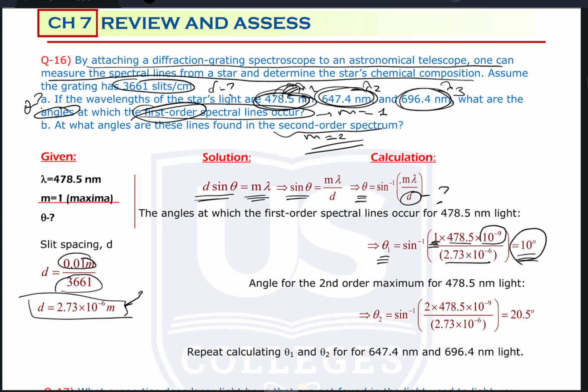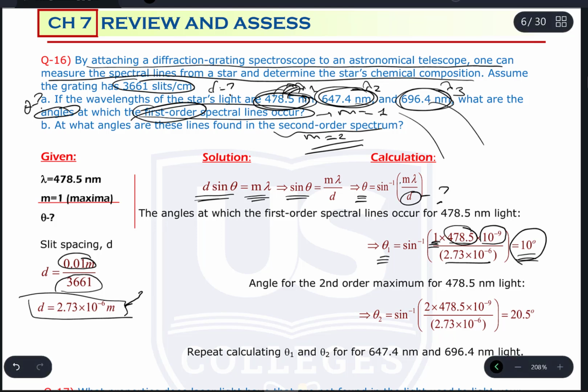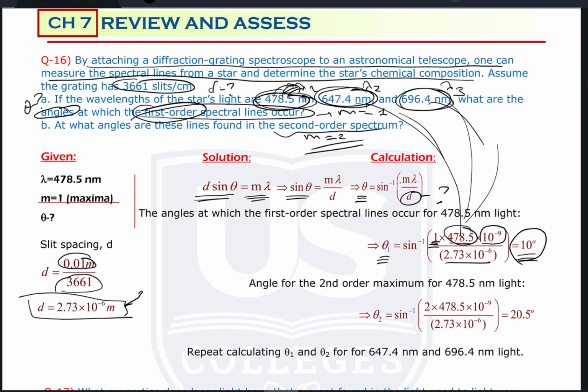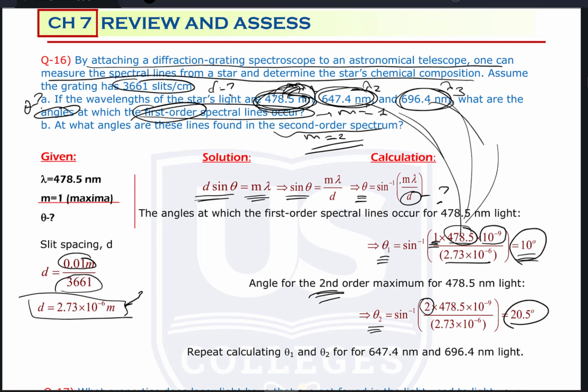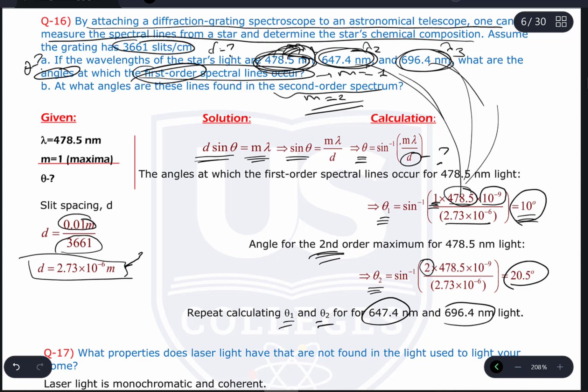And you can continue for lambda 2 and lambda 3. You can insert the wavelength here, and you can find the other wavelengths' angles one by one. For the second order, the difference is that instead of m is equal to 1, you are going to write m is equal to 2. For example, for 478.5 nanometer light, I calculate theta 2, it is 20.5. Yani the second bright fringe or second maximum appears at an angle of 20.5 degrees, and then repeat calculating theta 1 and theta 2 for the other wavelengths, 678.4 and 696.4 nanometer, one by one.